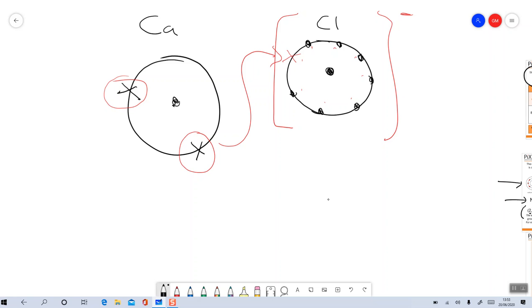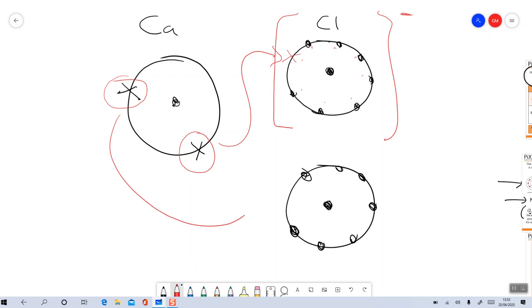I know, let's draw another chlorine. Here's my chlorine. 1, 2, 3, 4, 5. What group is it in? 7. 1, 2, 3, 4, 5, 6, 7. What's going to happen? Oh look, this electron can come and whack in there. Okay, so that means that is now a chlorine ion. It's negative, it's gained a negative electron. The calcium has lost 2 negative electrons, so the calcium is now a 2 plus ion.